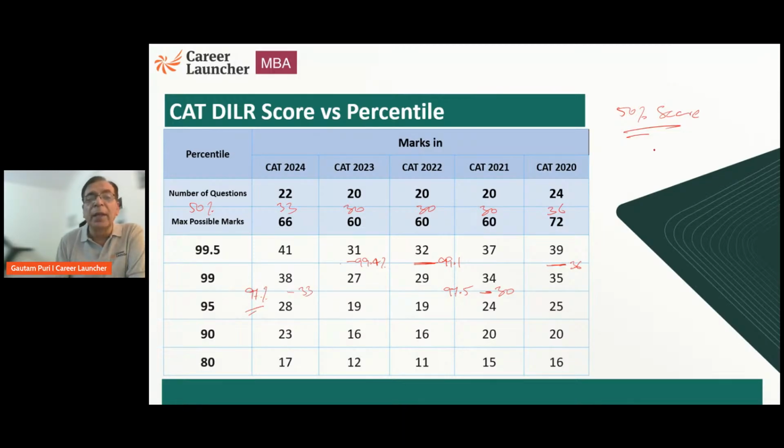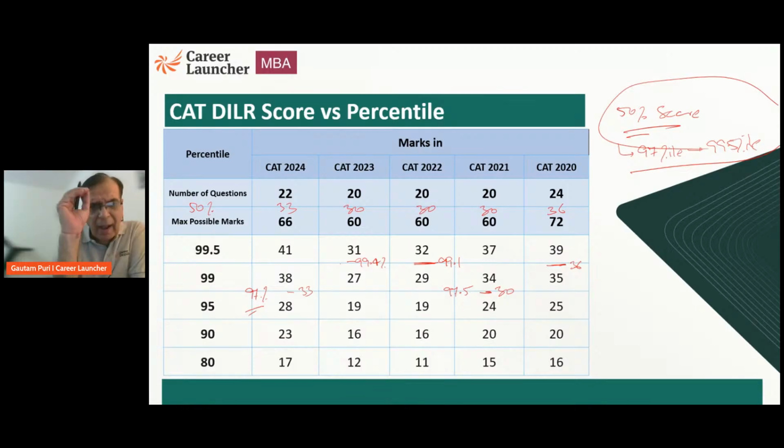So what you need to remember is when you're looking at a 50% score, it will convert to as low as 97 or 97.5 percentile to as high as 99.5 percentile. So this is the range you can get if you just attempt 50% of the paper correctly. Now, which obviously means that you need to be clear about which sets to attempt, which questions to attempt, and how you attempt.